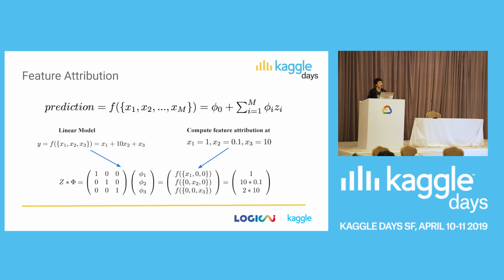And now a feature comes in. So you want to predict what happened. What's the prediction when x1 equals 1, x2 equals 0.1, and x3 equals 10? Since it's linear, it's beautiful. What you do is just multiply the coefficient with the feature value, right?